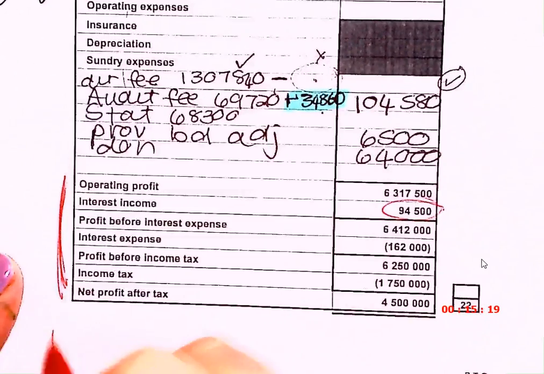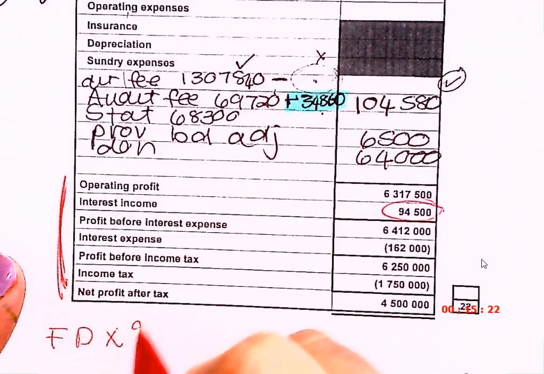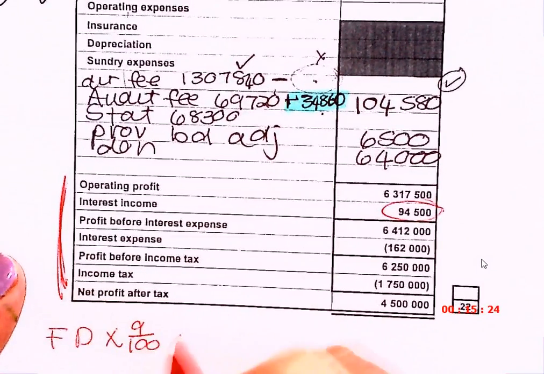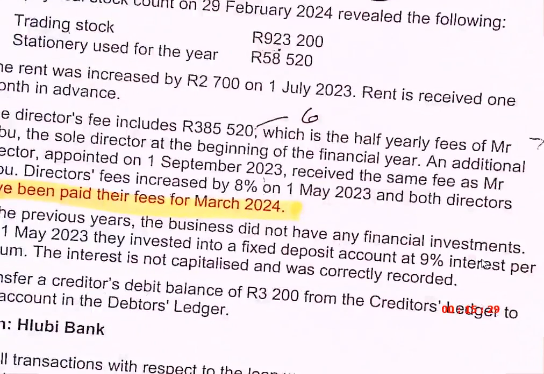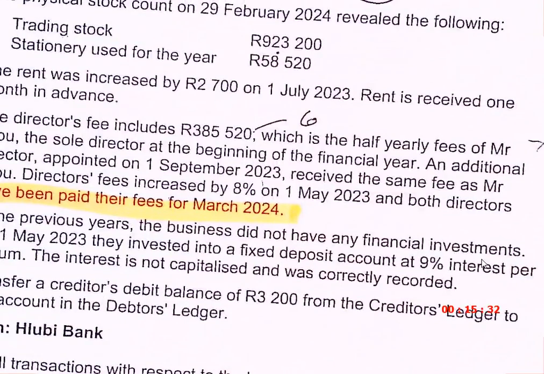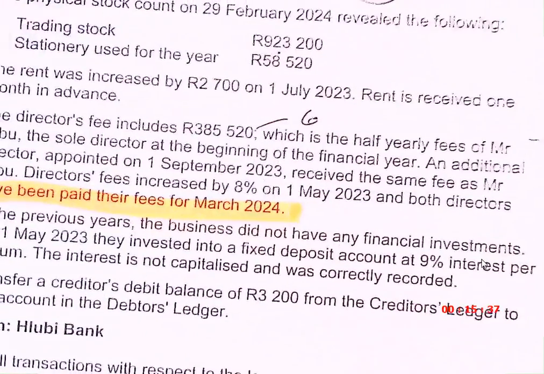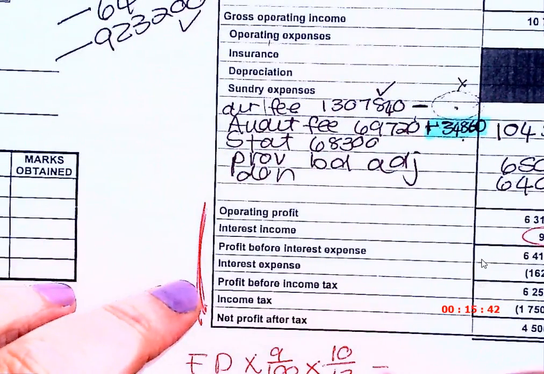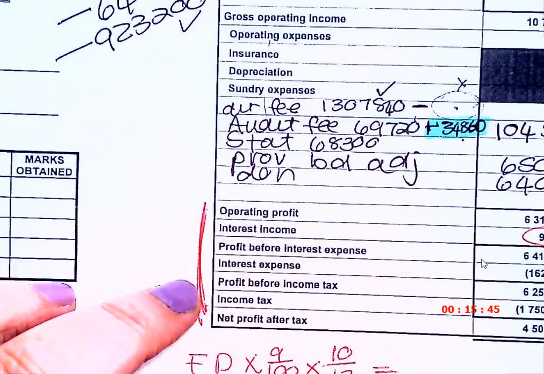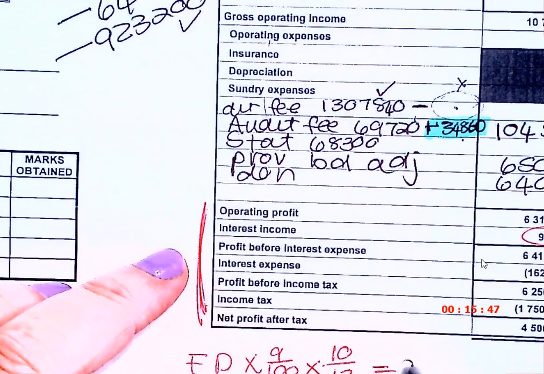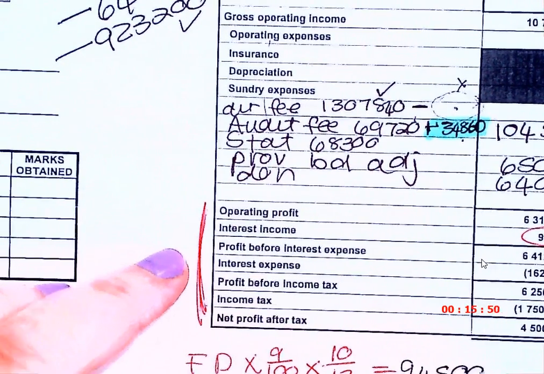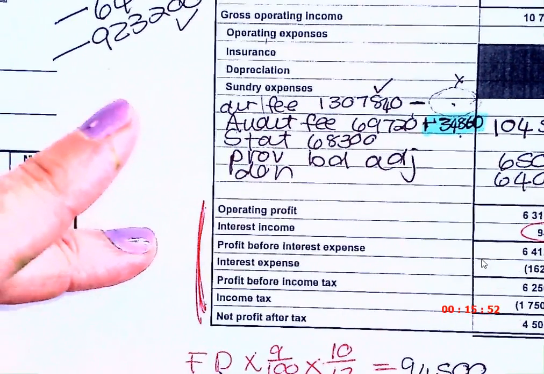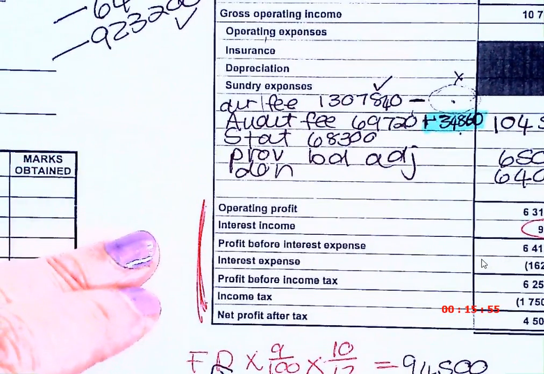Because what do I know? I know if I take the fixed deposit times the 9% times how long did I have the fixed deposit? If I look there, I got it 1st of May, so it's May, June, July, August, September, October, November, December, January, February. I've had it 10 months, and now they tell me your interest that you're getting is 94,500. So now you can reverse it to get to the fixed deposit.